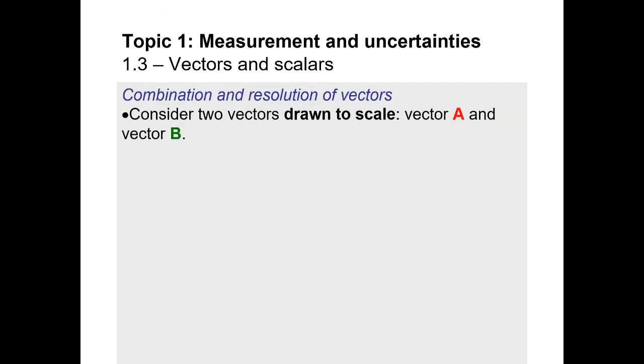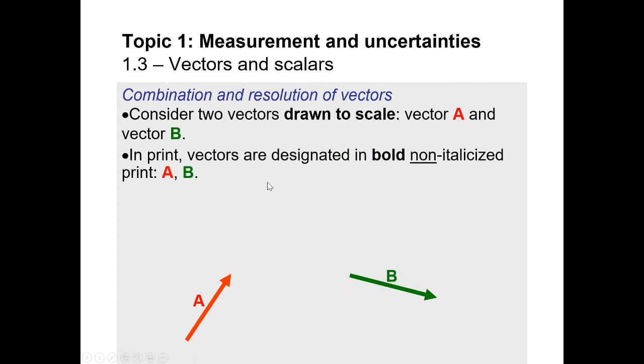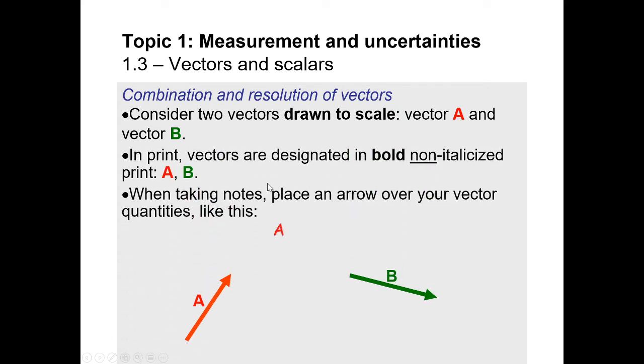All right, combination and resolution of vectors. So we have 2 vectors here, A and B, and they are drawn to scale, which means you could take a ruler up to the screen, measure the length of A and B, and that would actually be the magnitude of the vectors. Okay.